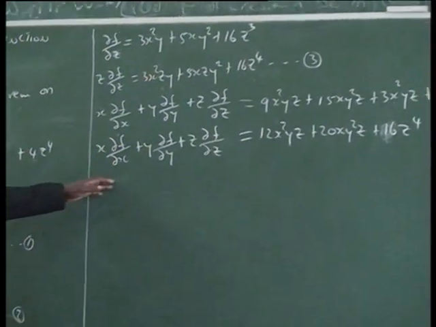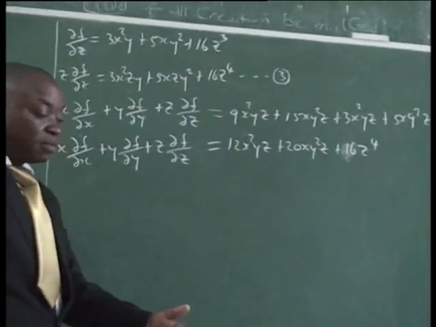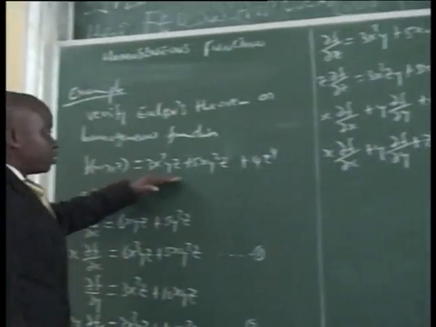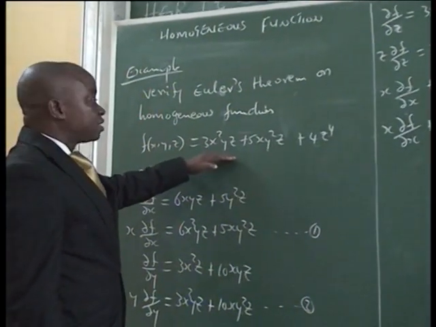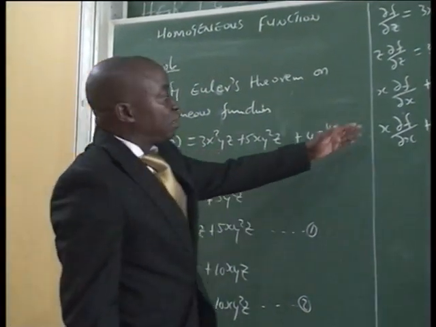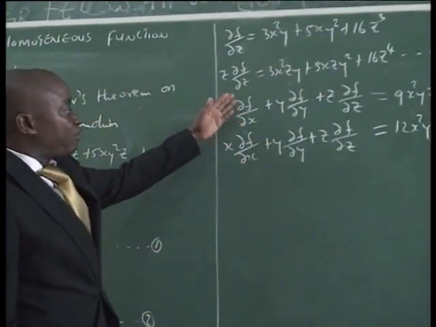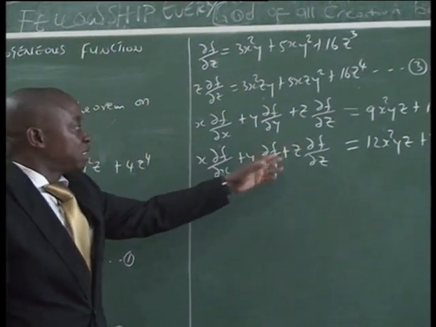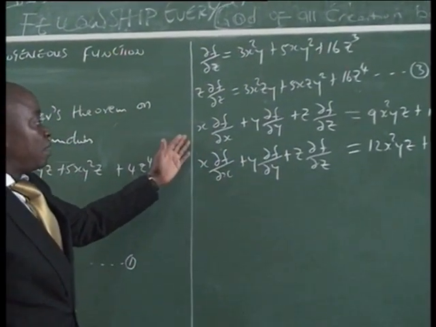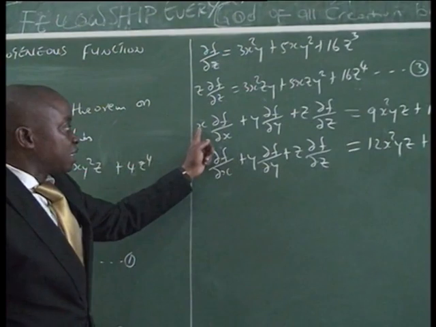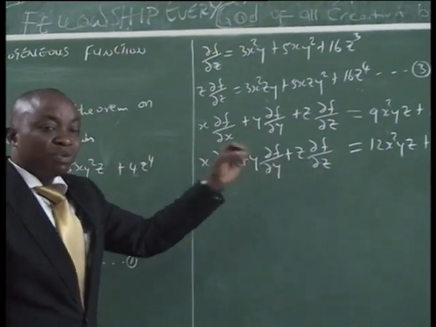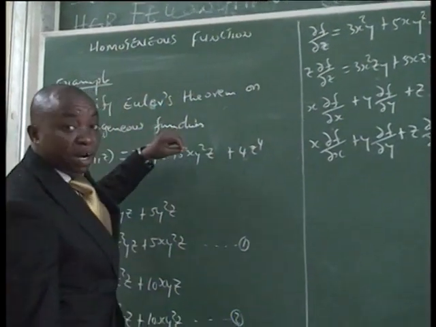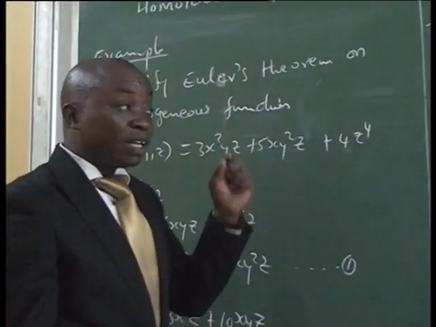Now, what Euler was trying to say is that if you are given this function, then the partial derivative of f with respect to x, f with respect to y, f with respect to z, by multiplying x with this, y with this, z with this, will be the same as n times f. That is, if you use the power and multiply by the function, it will give you the same thing.